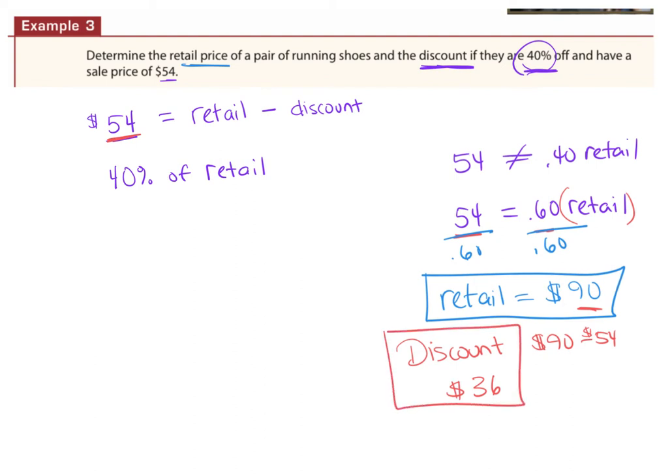All right. You can check this. Is 36 40% of 90? Is 54 60% of 90? If those work, then you did it correctly. All right. Make sense? So what you're going to do is you're going to do this chart here.